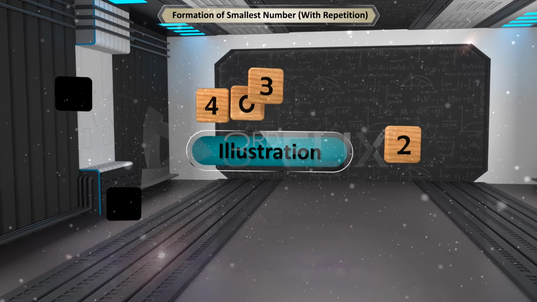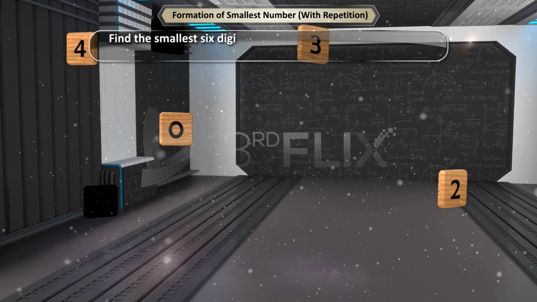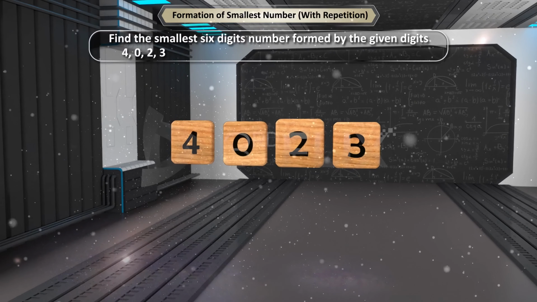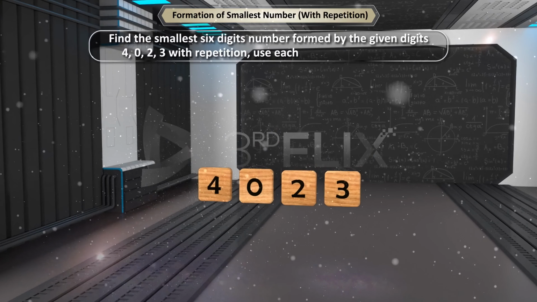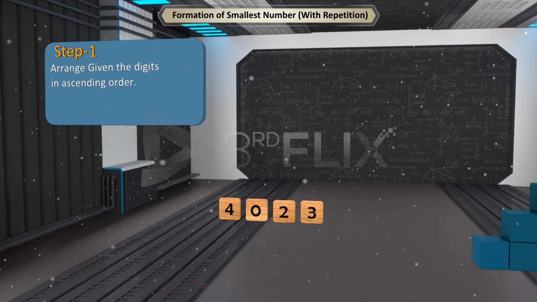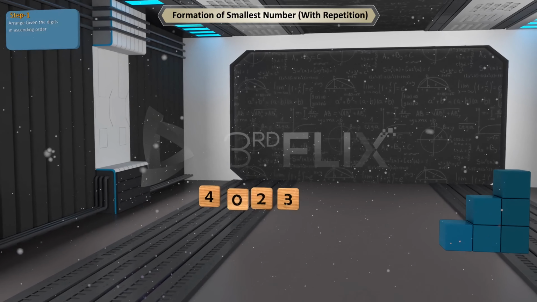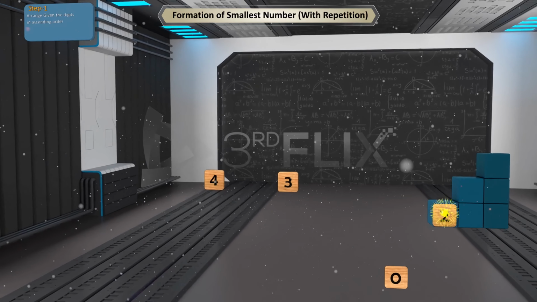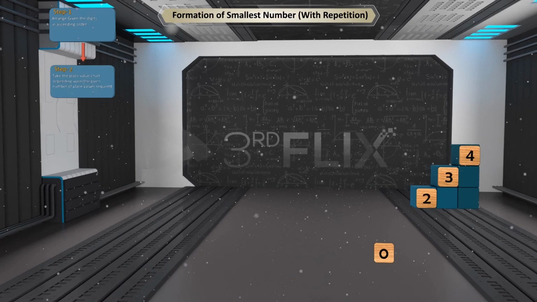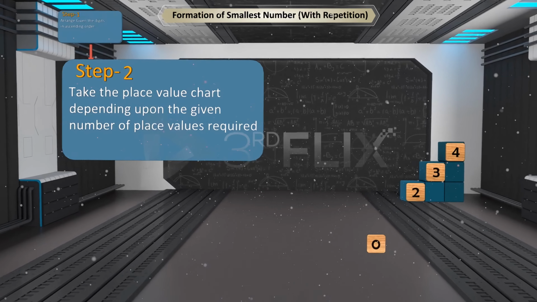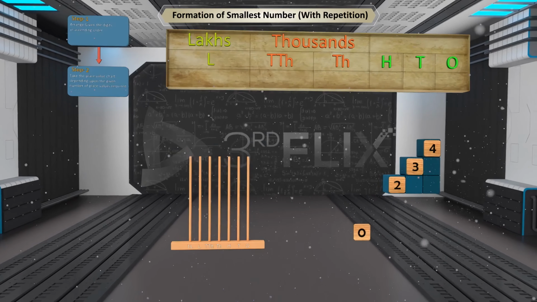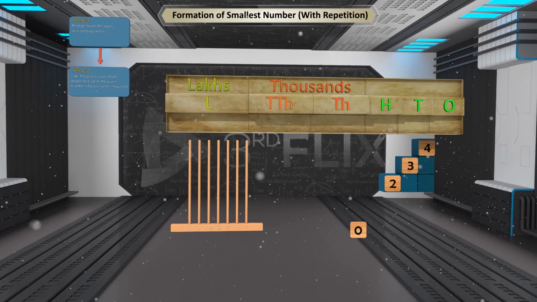Illustration. Find the smallest 6-digit number formed by the given digits 4, 0, 2, 3. With repetition, use each digit at least one time. Step 1. Arrange the given digits in ascending order. Step 2. Here the number of given digits are 6. Take the place value chart up to 6 places, that is up to lakhs.